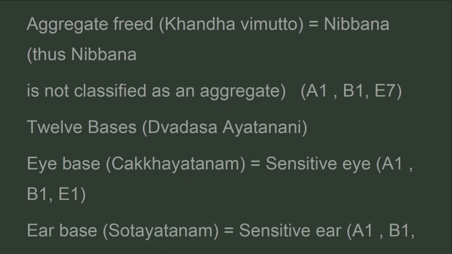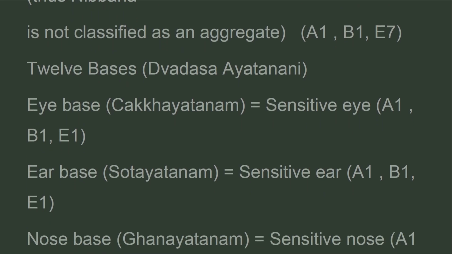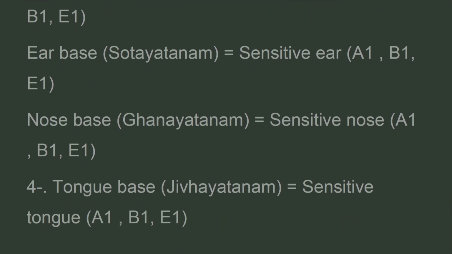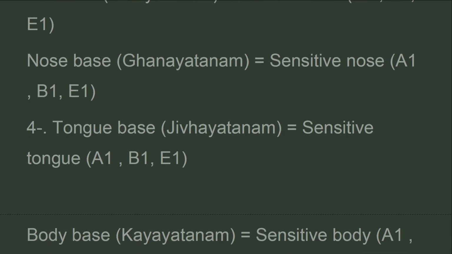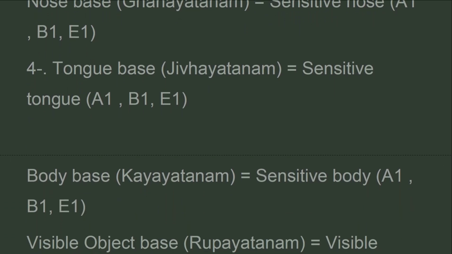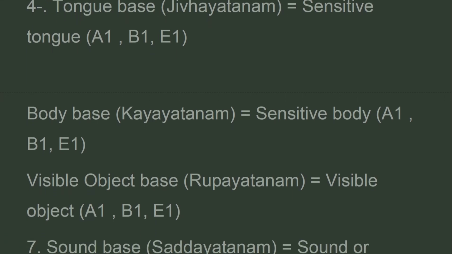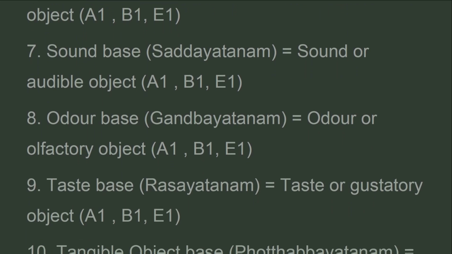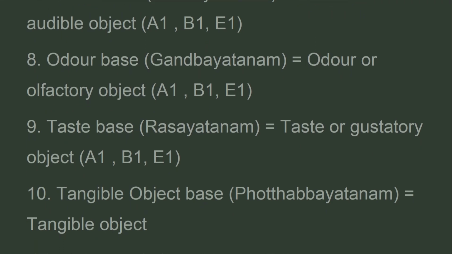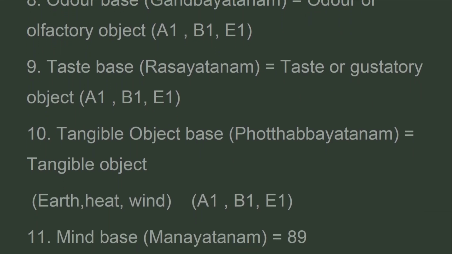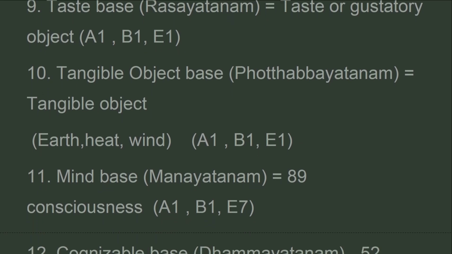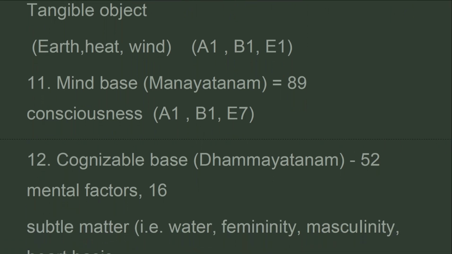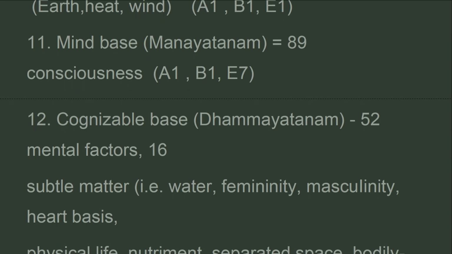12 bases. 1. Eye base equals sensitive eye. 2. Ear base equals sensitive ear. 3. Nose base equals sensitive nose. 4. Tongue base equals sensitive tongue. 5. Body base equals sensitive body. 6. Visible object base equals visible object. 7. Sound base equals sound or audible object. 8. Odor base equals odor or olfactory object. 9. Taste base equals taste or gustatory object. 10. Tangible object base equals tangible object. 11. Mind base equals 89 consciousness.